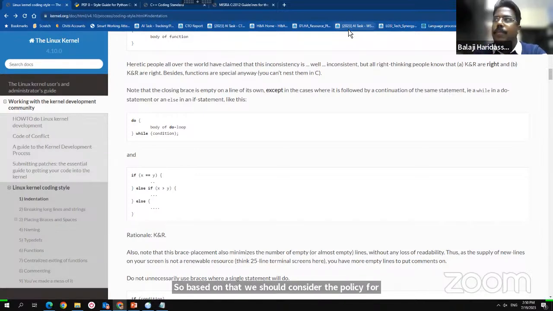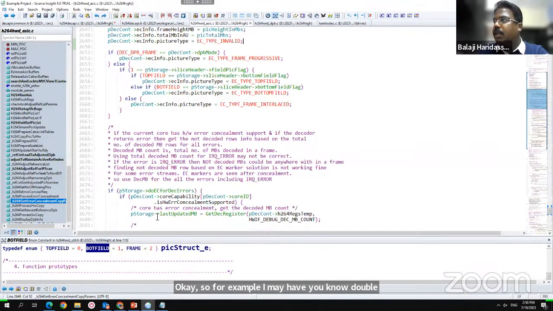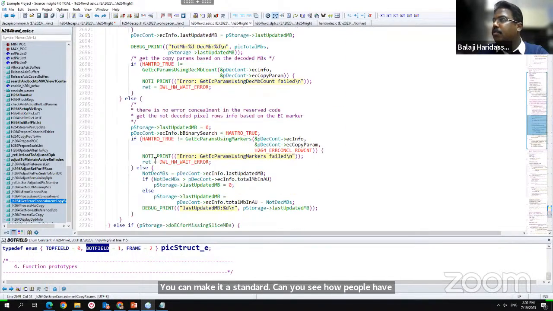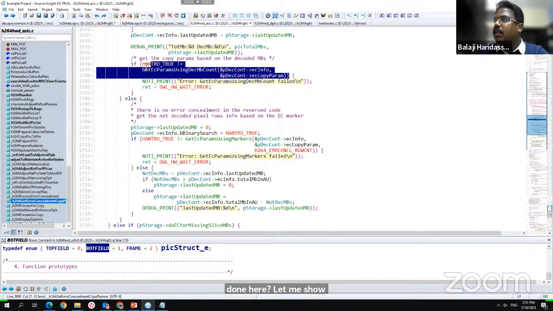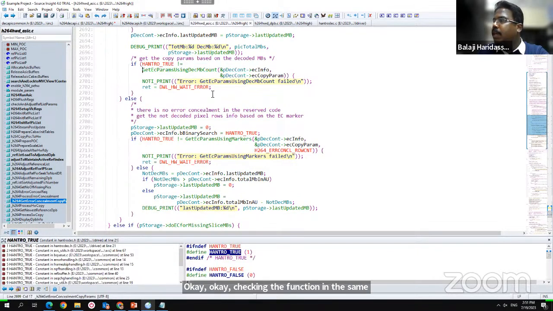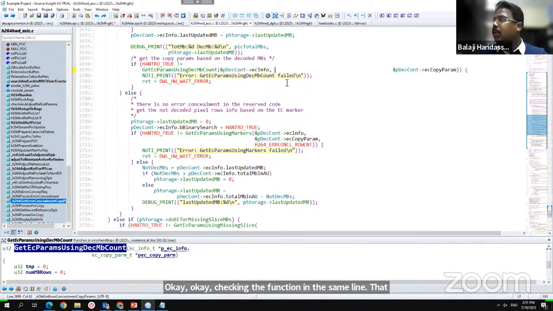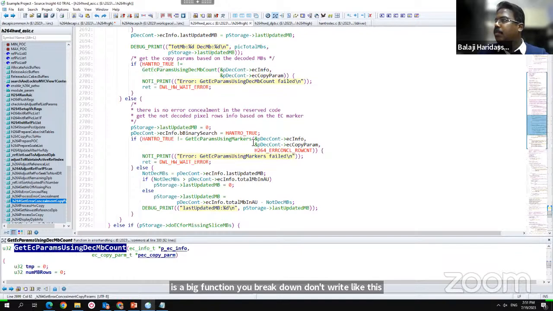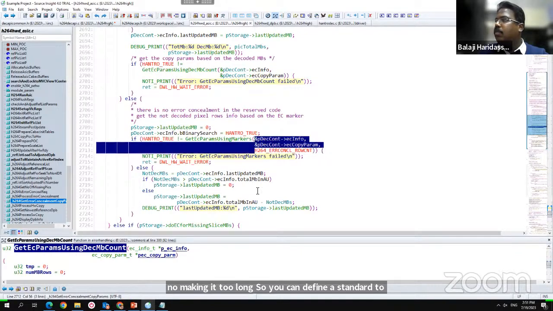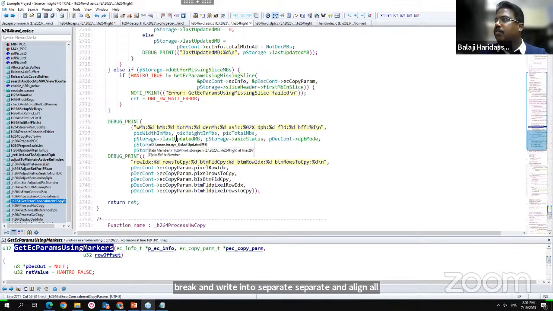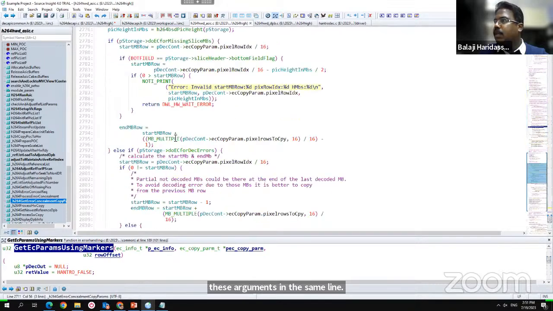That is more important. Say, for example, I may have double line conditions. How do I write double line conditions? You can make it a standard. Can you see here how people have done it? Let me show. Here the function is checked in the same line. If there is a big function, you break it down; don't write it like this, making it too long. You can define a standard to break it into separate lines, and align all these arguments in the same line. So these could be some of the guidelines that you can have.